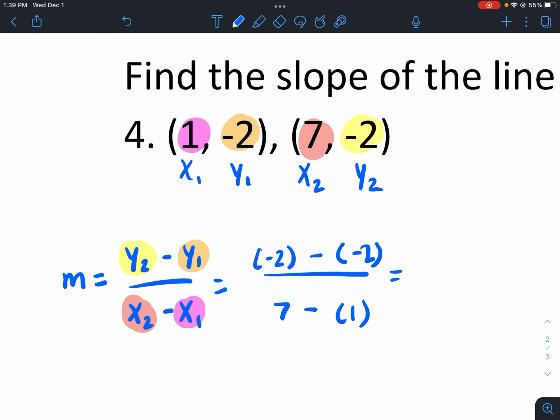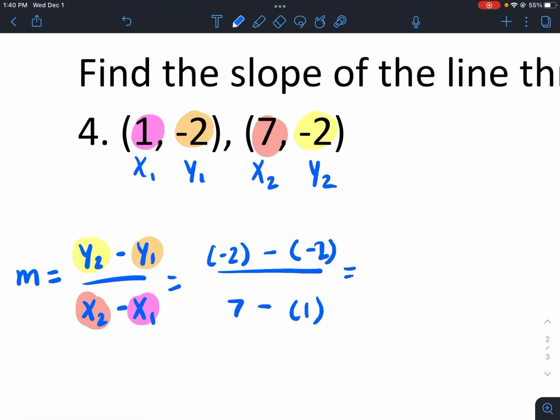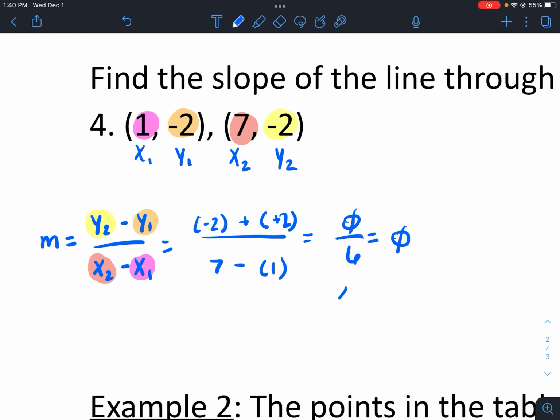Anytime you have negative numbers, I would always plug these into parentheses. You have negative 2 minus negative 2, keep, change. Negative 2 plus 2 is 0 over 6. 0 divided by 6 is 0. That means the slope of these 2 points is 0. Remember, anytime you have a slope of 0, that means it's going to be a horizontal line.